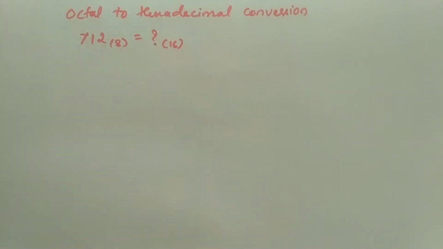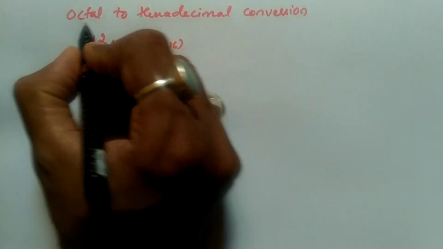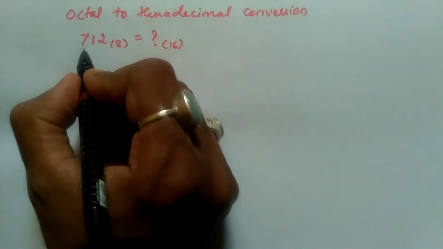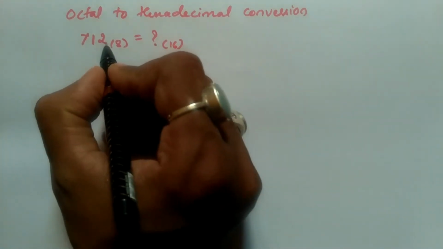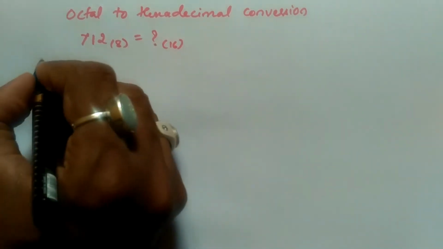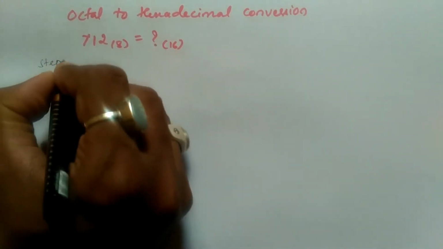Hello viewers, in this video we are going to study octal to hexadecimal conversion. We have been given the number 712 to the base 8 is equal to what to the base 16. So let us see the procedure in the form of steps.